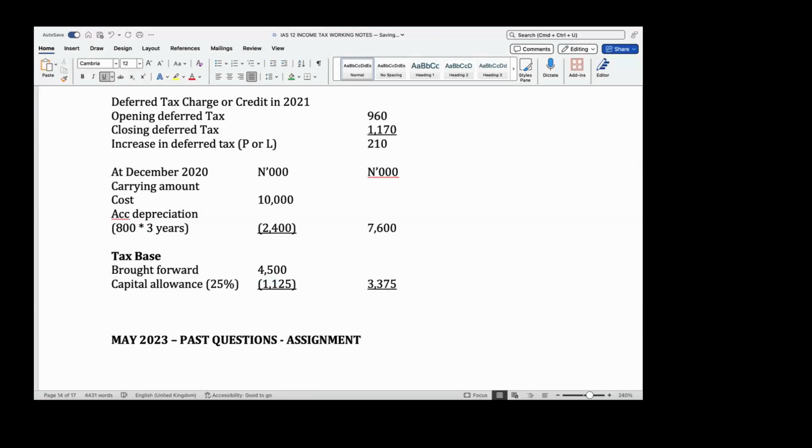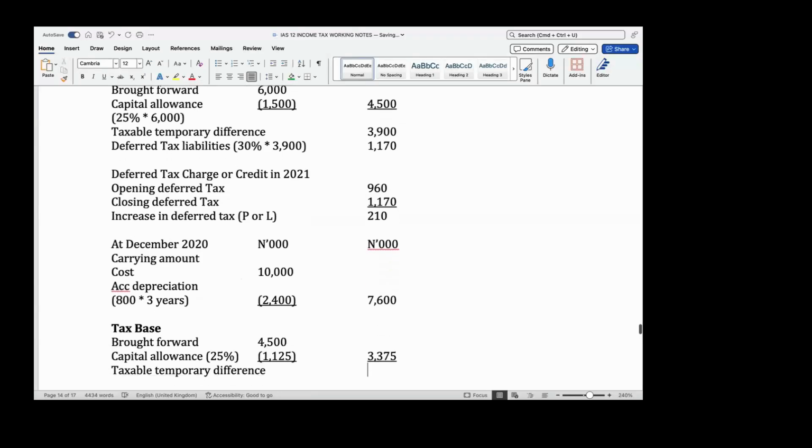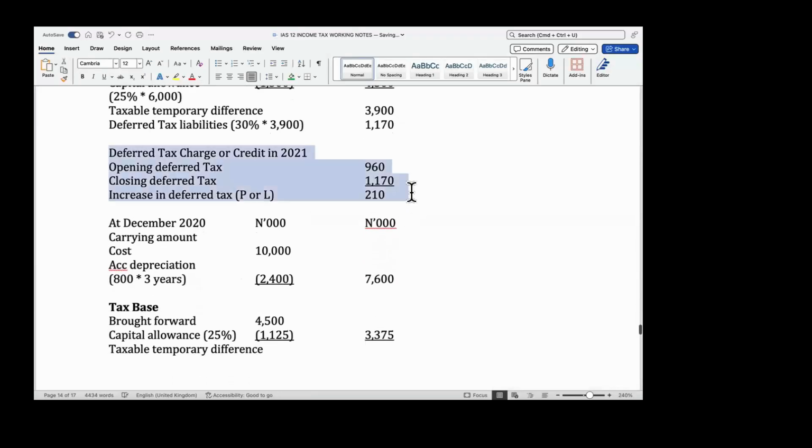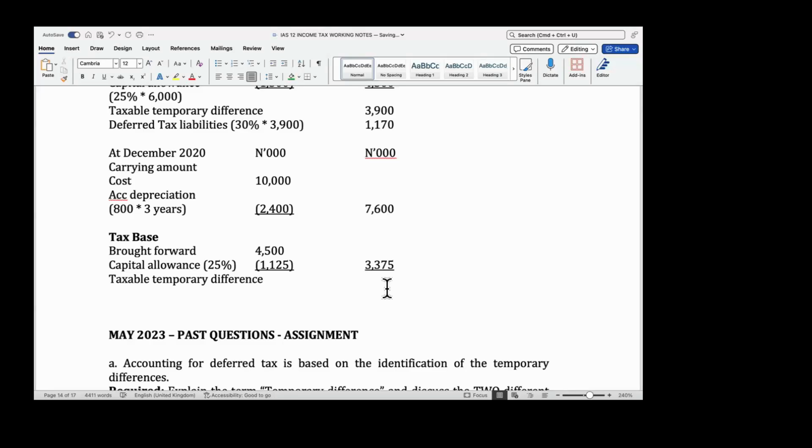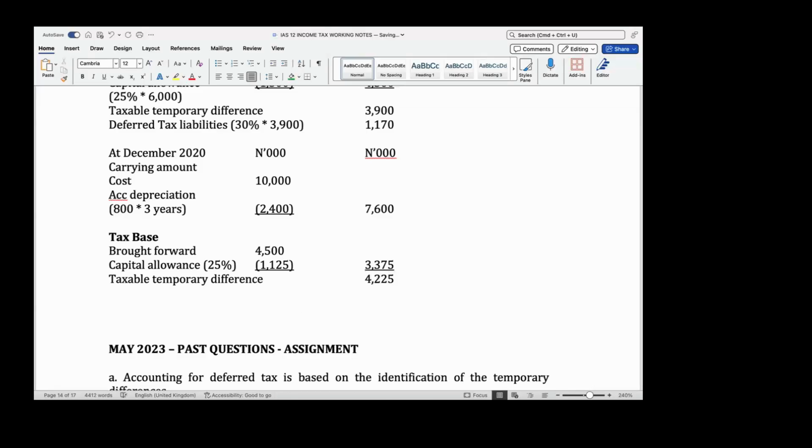So if I compare my tax base with the carrying amount, I have a deduction. So I should be looking at a taxable temporary difference. Taxable temporary difference of how much? What's the difference? 7,600 minus 3,375. 4,225. So we can then do our deferred tax liability at 30%, which is 30% times 4,225. What would that give us? 1,267.5.